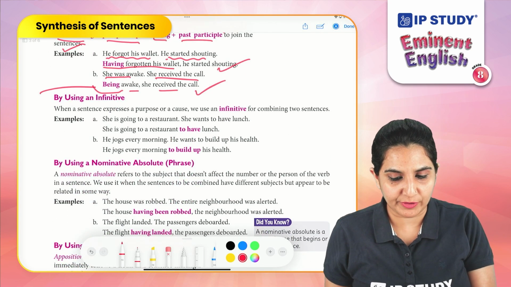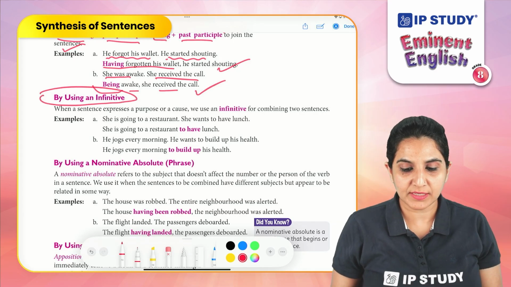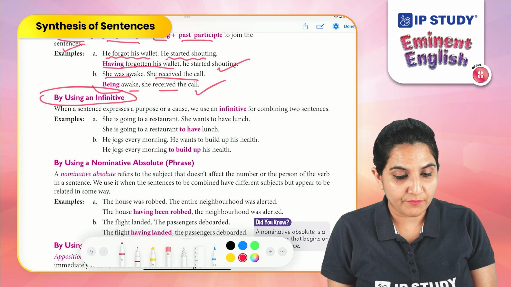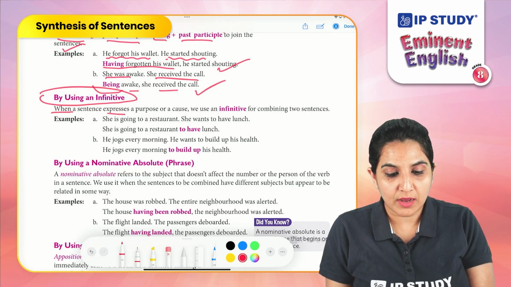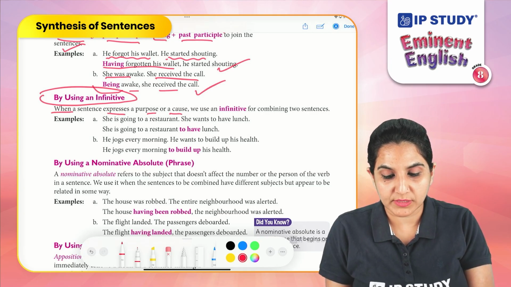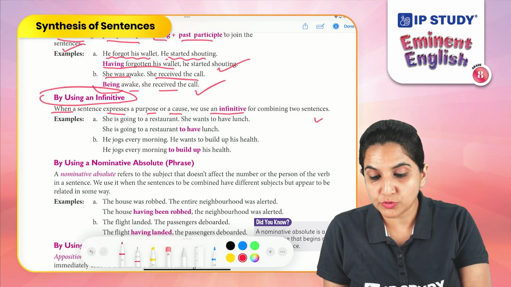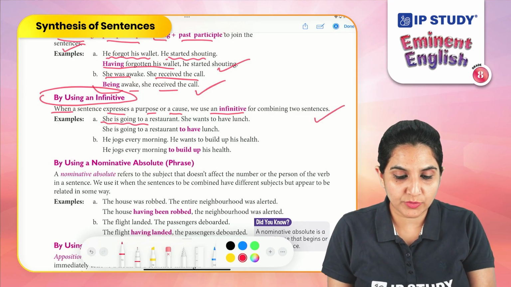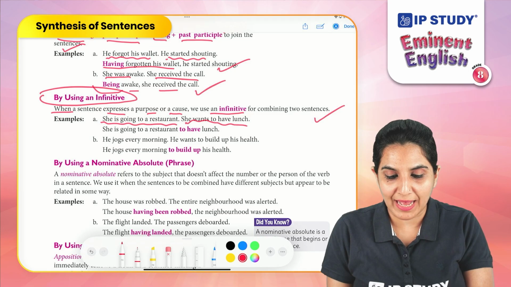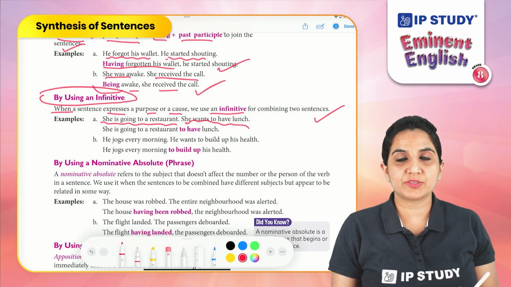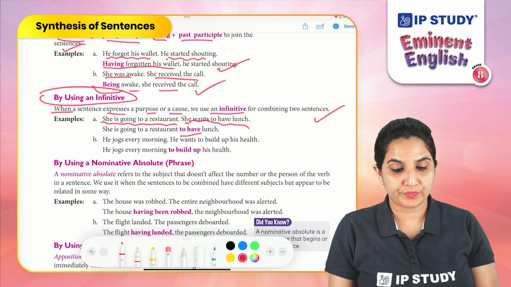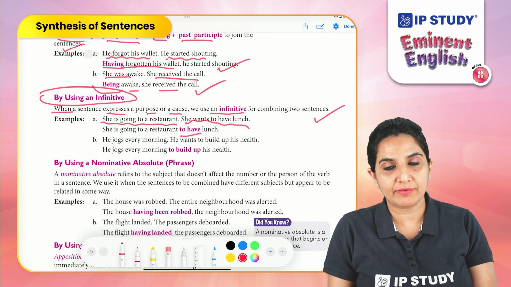By using an infinitive, that means to have, to build up, or enough. When a sentence expresses a purpose or a cause, we use an infinitive for combining two sentences. She is going to a restaurant. She wants to have lunch. Now we combine these two sentences by using the infinitive to have. She's going to a restaurant to have lunch.